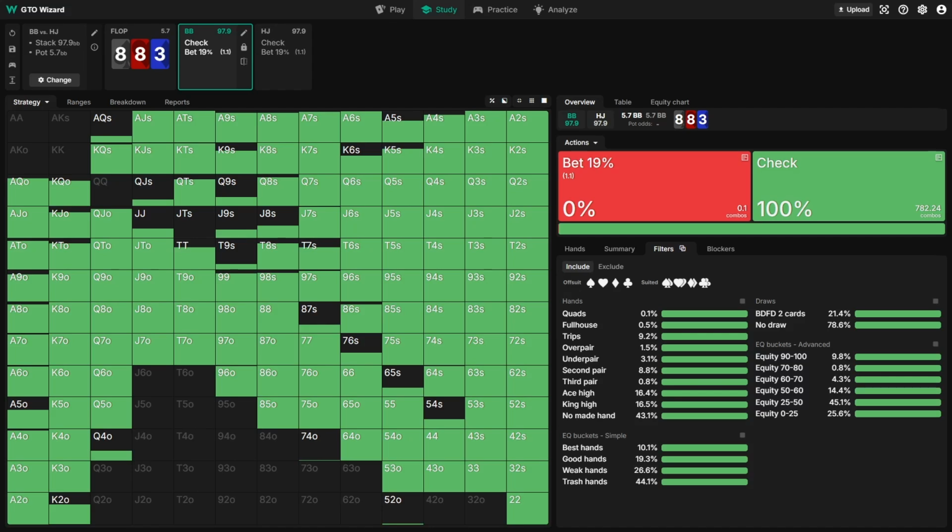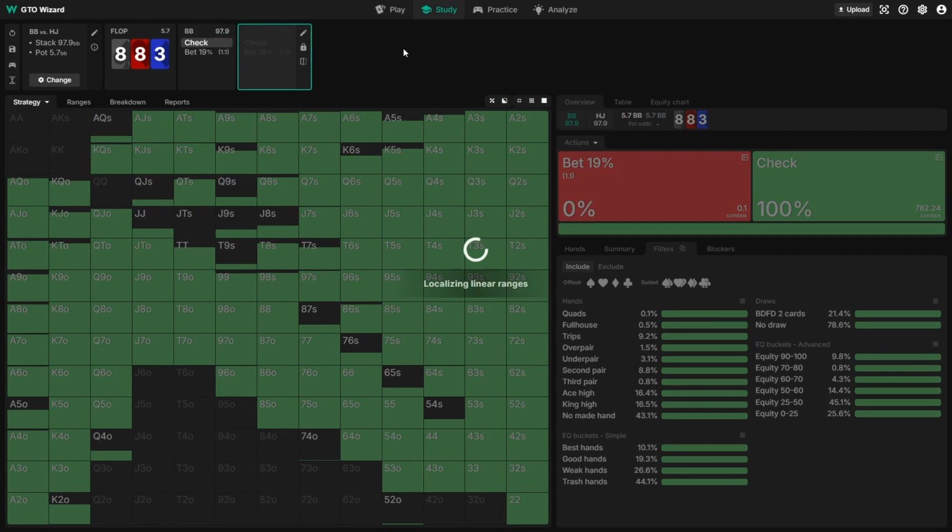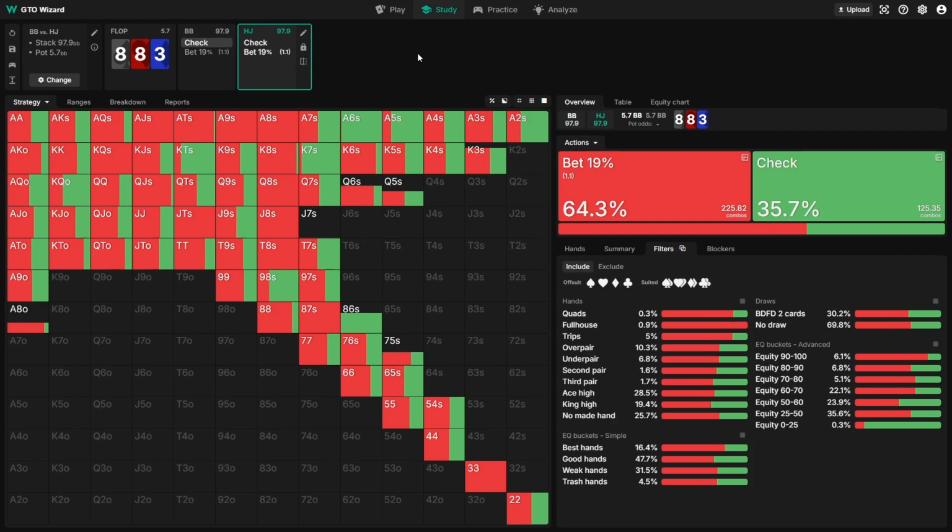Our second spot here is going to be a paired board, which in this case is 8-8-3 rainbow, and it's the same formation, same ranges as before. As you can see here, it's once again a spot where the small sizing is preferred. However, it's not a range bet in this case. The reason being that we in the big blind have a lot of 8x, and these boards where the pair happens to be a 9, 8, 7, 6, 5, something in that area, those are going to be less easy for the pre-flop raiser to just range bet.